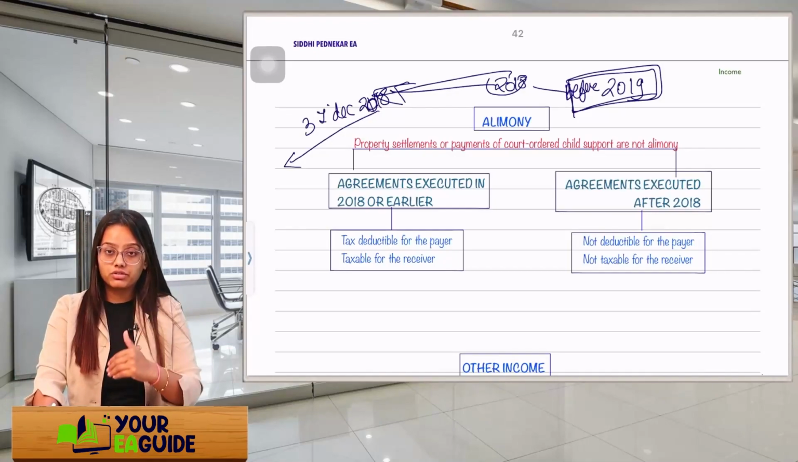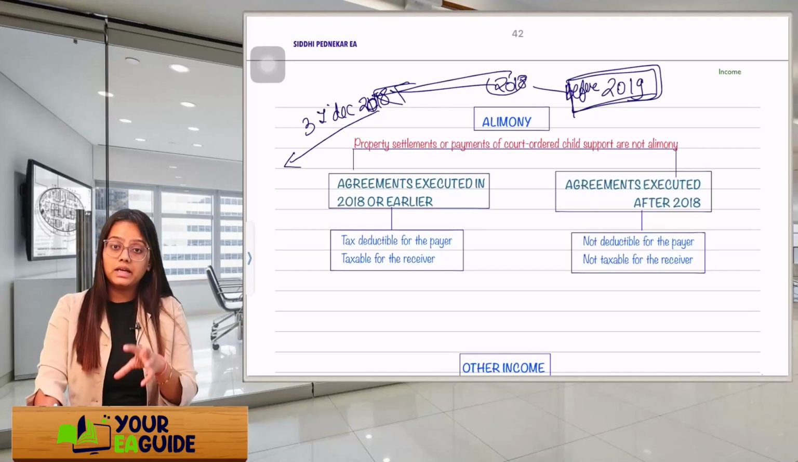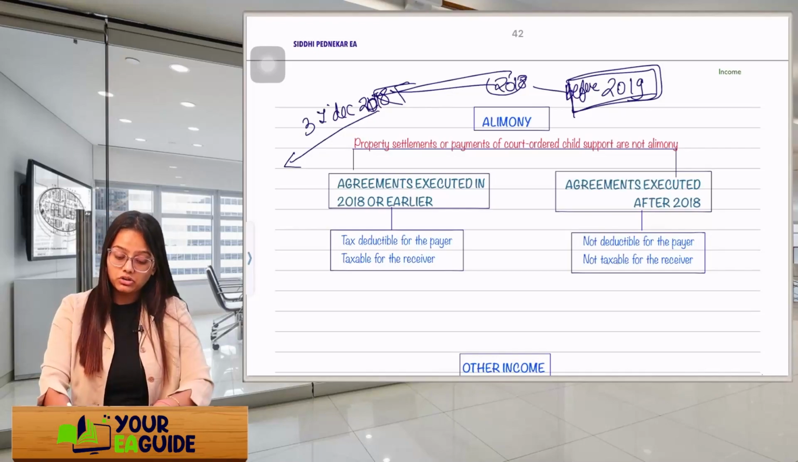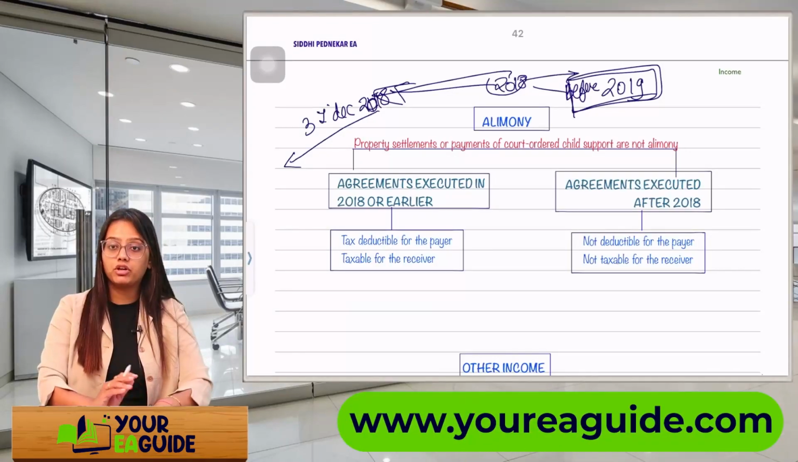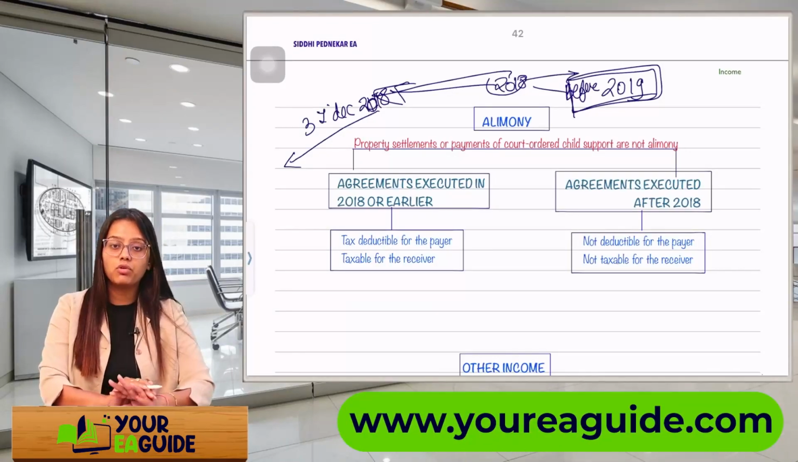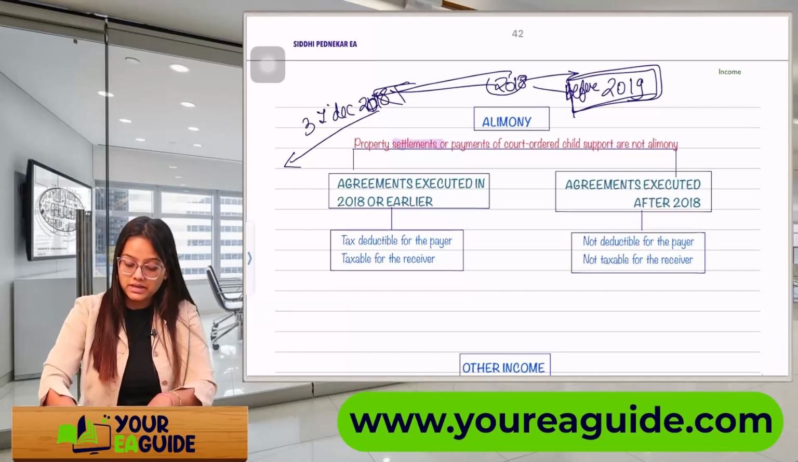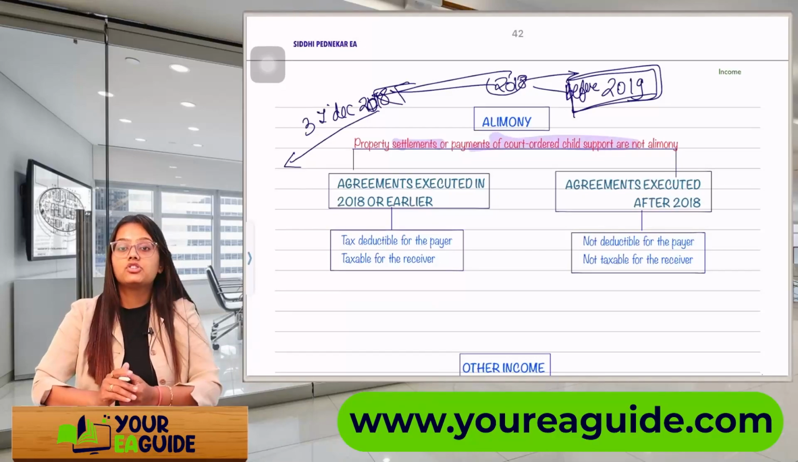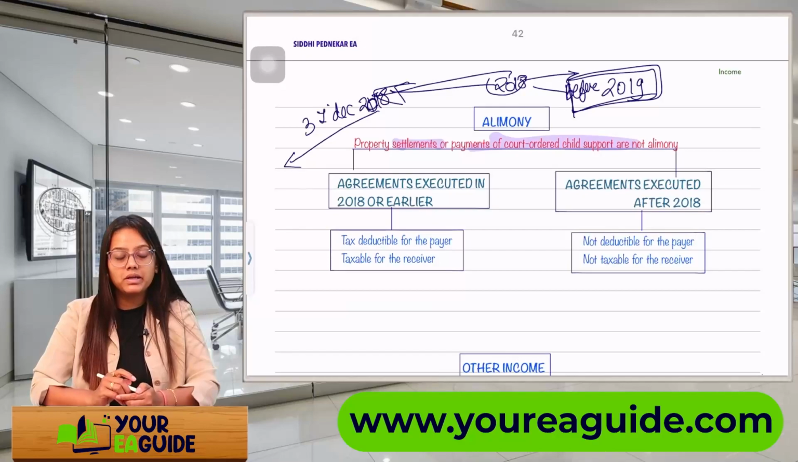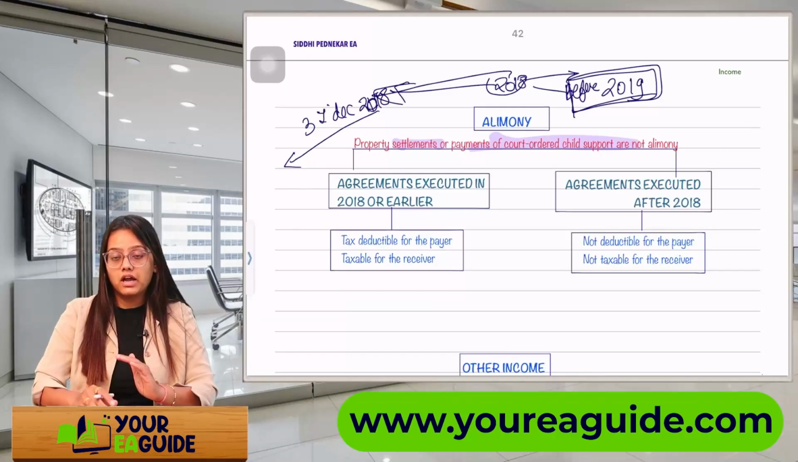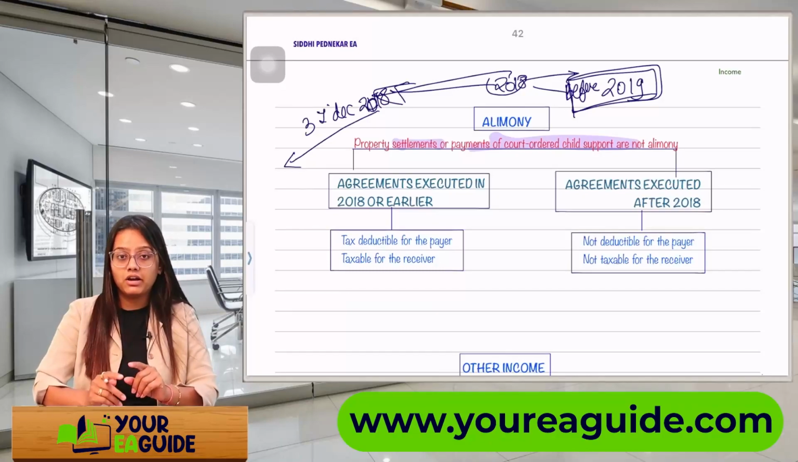The person who is going to receive it, it will be called an income for that person who is receiving the alimony. Okay, but for those agreements which are executed after 2018, there won't be any deduction, there won't be any income. So please remember, property settlement and court-ordered child support won't be considered alimony. Please remember this. They can confuse you on this topic, and we have done this topic in detail in class.